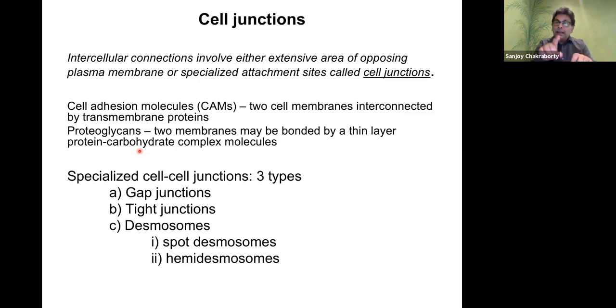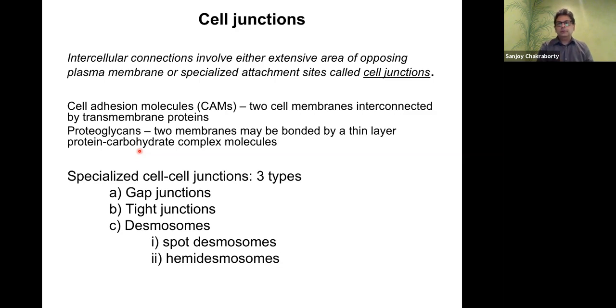Those proteins are called connexons, C-O-N-N-E-X-O-N. They attach those two cells in such a way that they have like a door in between, or windows in between, so the molecules can move.